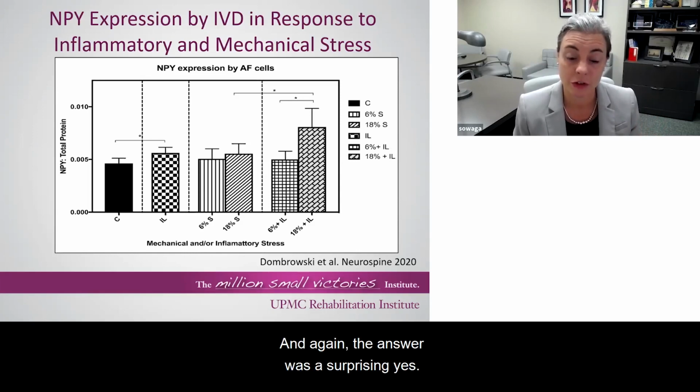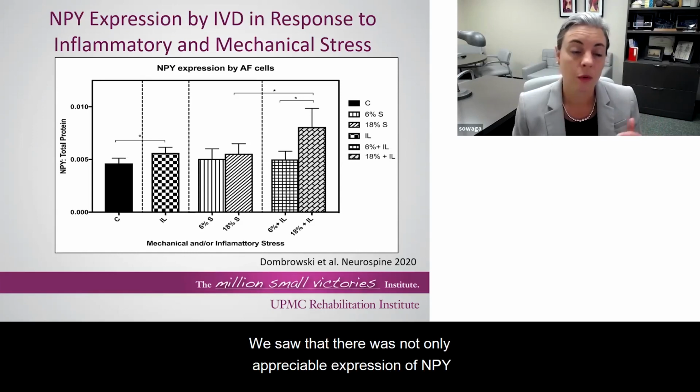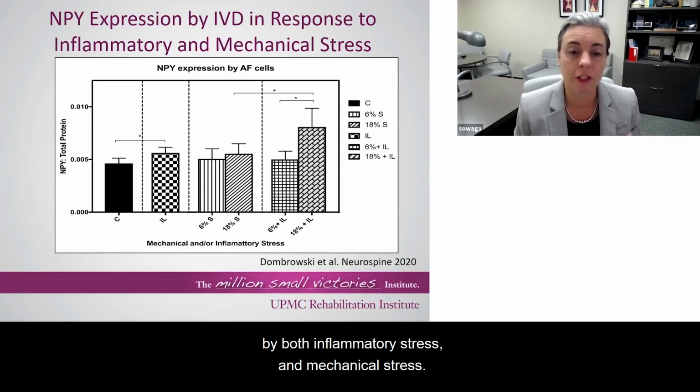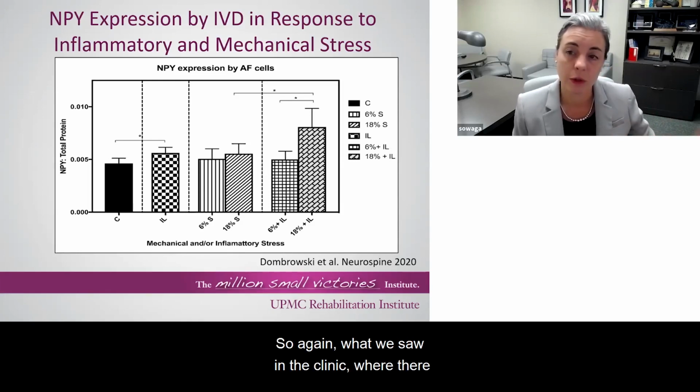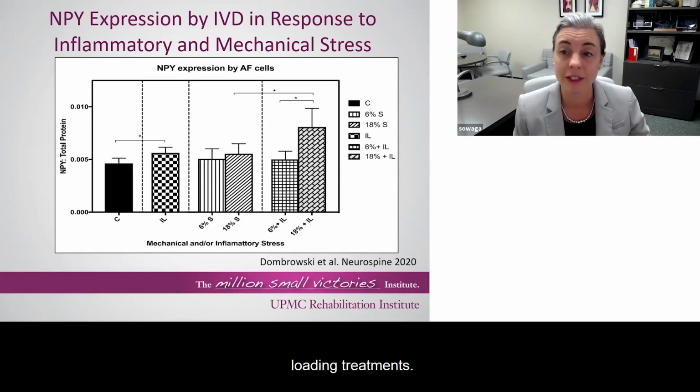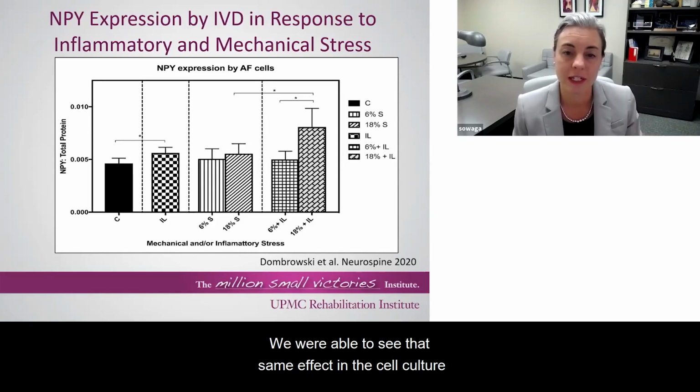And again, the answer was a surprising yes. We saw that there was not only appreciable expression of NPY from the annulus fibrosus cells themselves, but that expression was influenced by both inflammatory stress and mechanical stress. So again, what we saw in the clinic, where there was a responsiveness of this circulating biomolecule in response to different inflammatory and mechanical loading treatments, we were able to see that same effect in the cell culture model.